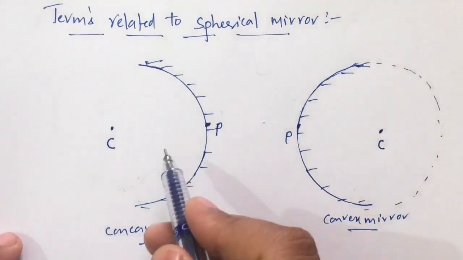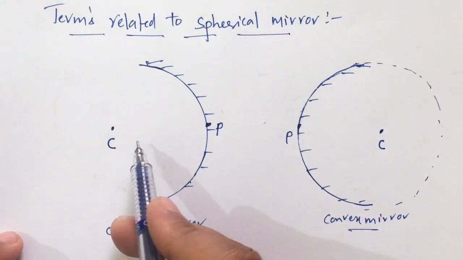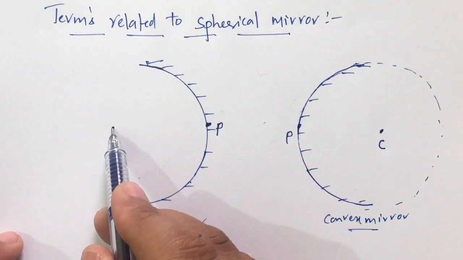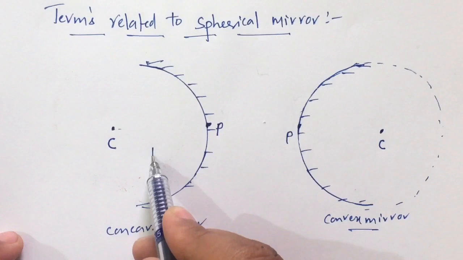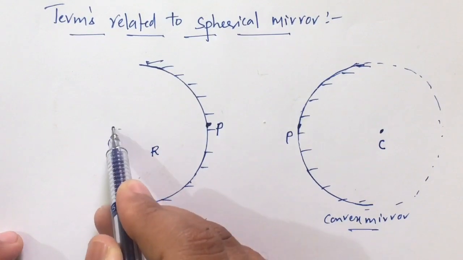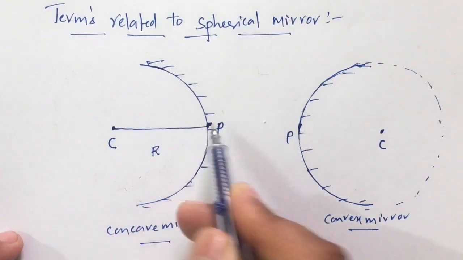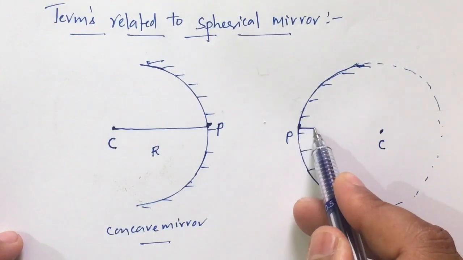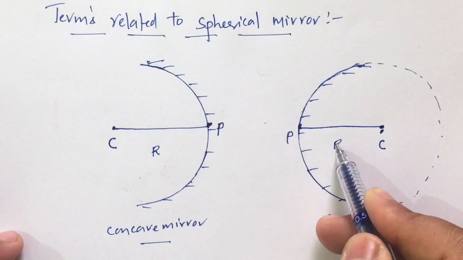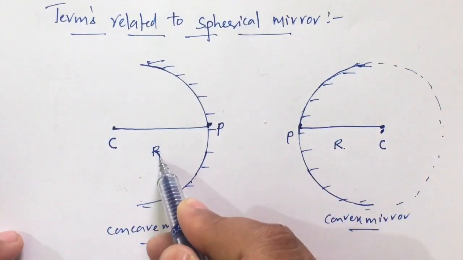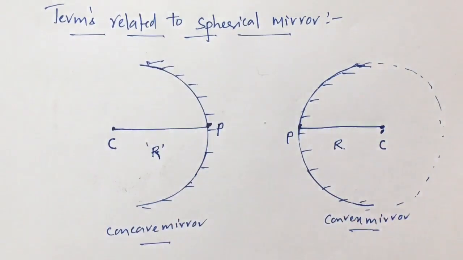Now the next term is radius of curvature. The distance from the center of curvature to the pole, this distance we call the radius of curvature. It is represented by the letter R.